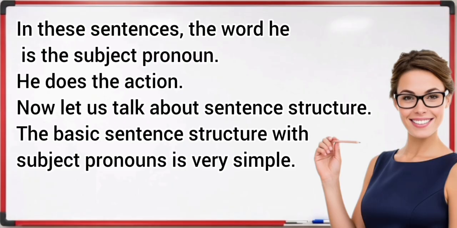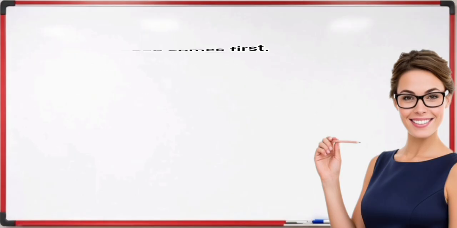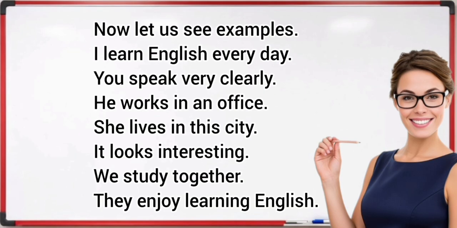Now let us talk about sentence structure. The basic sentence structure with subject pronouns is very simple. Subject pronoun comes first. Then the verb comes next. Then the rest of the sentence comes last. Now let us see examples.